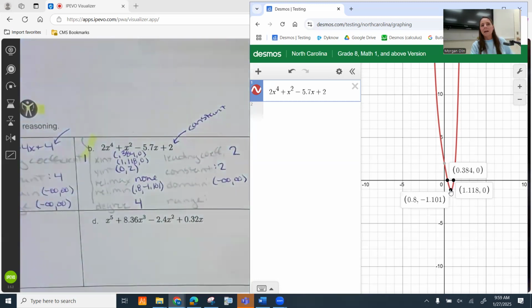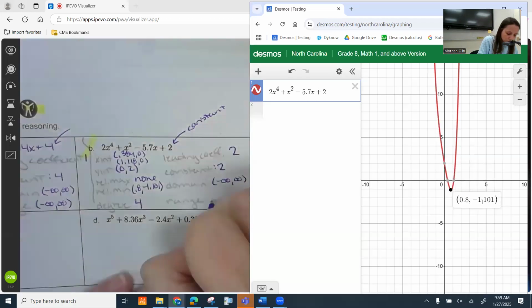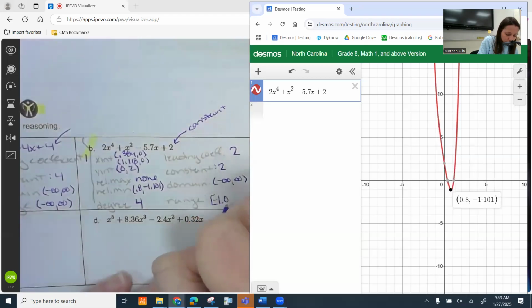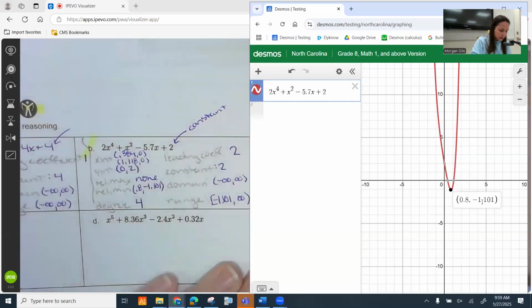All right, and now let's talk about our range right here. If you notice down here, the graph is not hitting our y-axis at all. It starts hitting it right here. Now range is talking about the y value. So here we're going to do from -1.101, and this includes it. And then these ends keep going up. So it keeps going up to infinity.